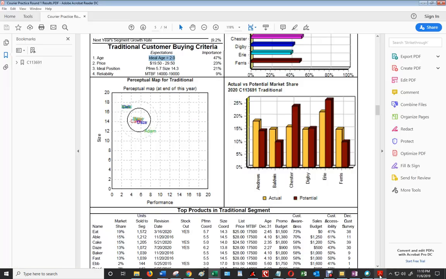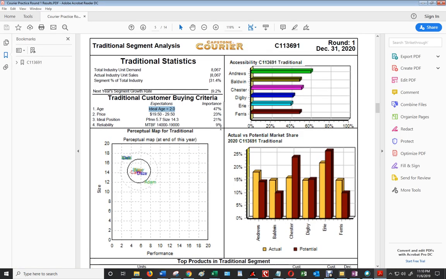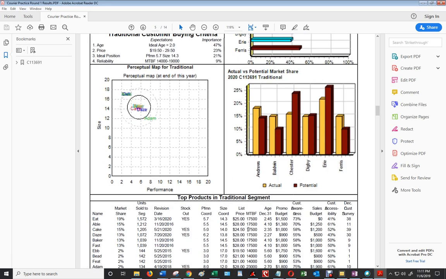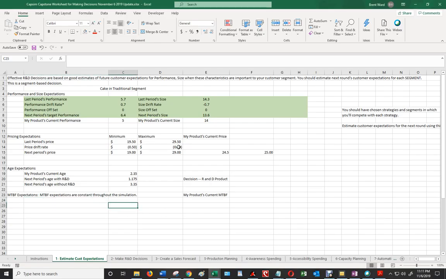These are constant throughout the whole simulation, and you just look here. This is only 9% of the decision. It's between 14,000 and 19,000 is what customers expect. And Cake is at 17.5. So what I'm going to do is type all that in and make a decision. 14,000 to 19,000, and then we were at 17,500. That's my product's current mean time between failure, 17,500. We're within range, and this is the least important criterion, so I'm just going to leave this the way it is.